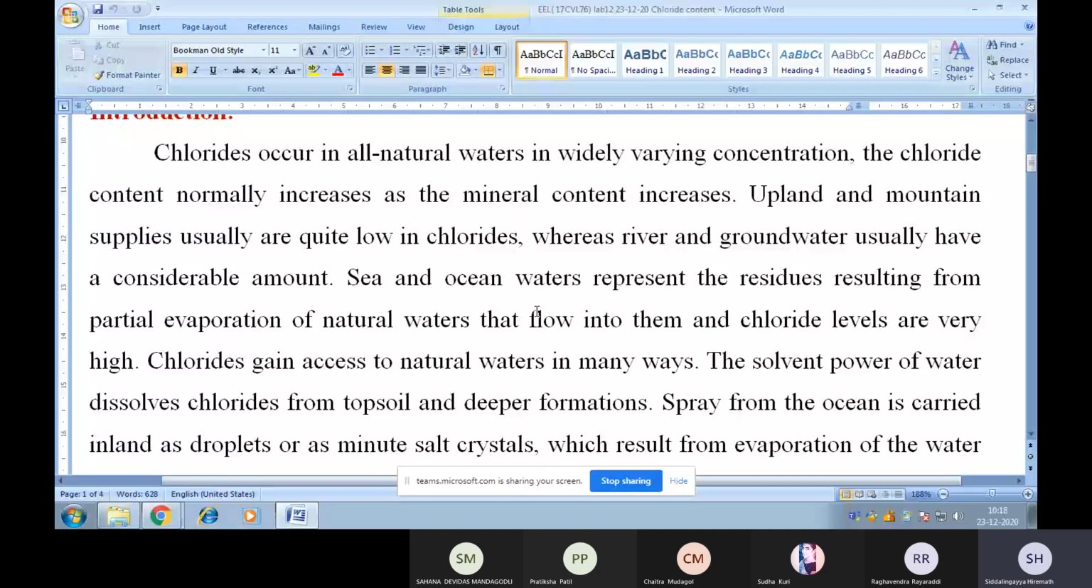Excuse me, sir, the screen is not visible, sir. Now it is not visible. No, sir. Is that Sudha? Let me share once again. Sharing. Yes, sharing is there. Yes, Raghavendra. Not visible, sir. Screen is not visible. No, sir.